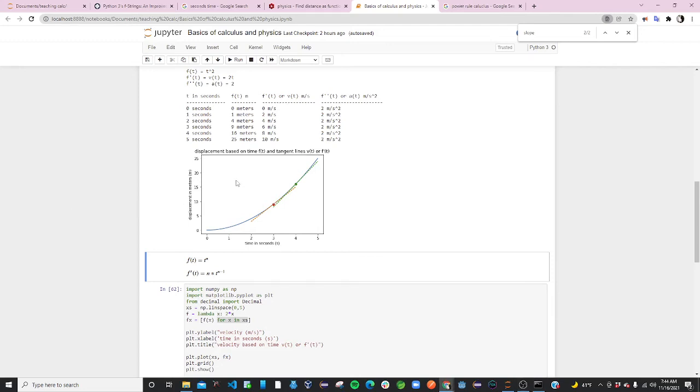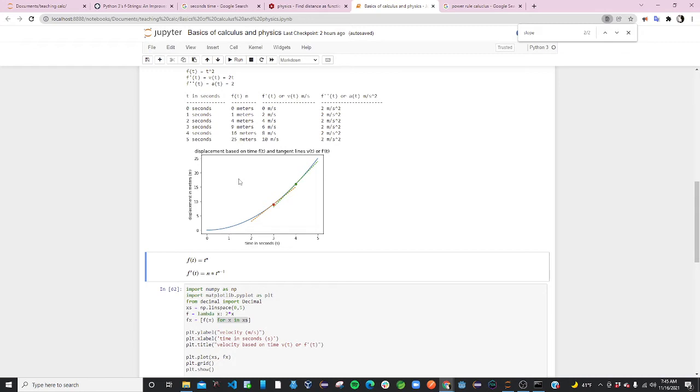So I'm going to talk about the basics of calculus. Calculus is essentially, you start with derivatives, and what a derivative is, is the instantaneous rate of change at any given point, right?